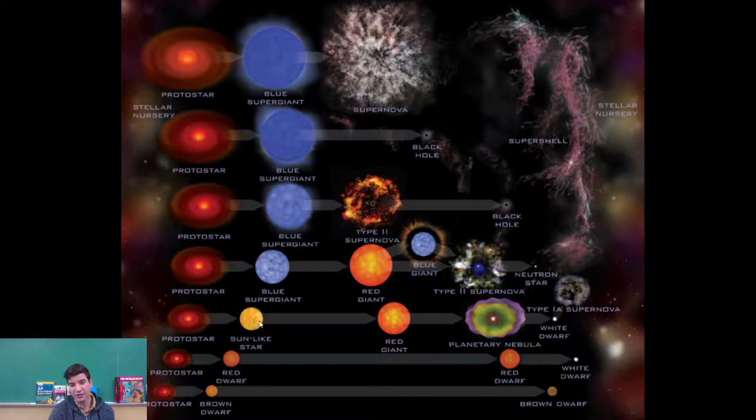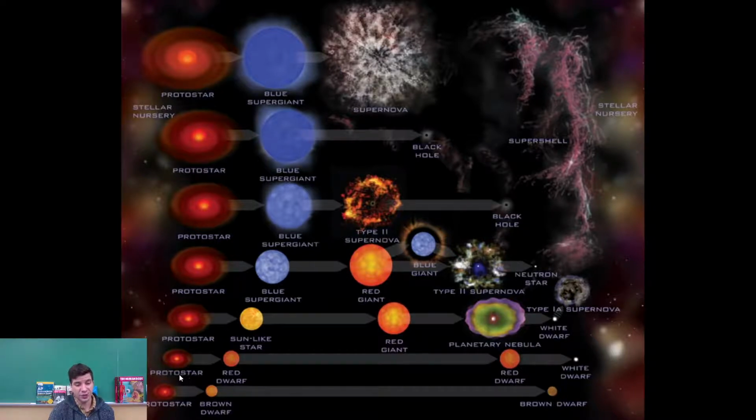Protostars may sometimes collapse into a sun-like star like ours, which will turn into a red giant, explode in a planetary nebula, and leave behind a white dwarf. And this is essentially the most important one for you to know. This is our sun's fate.